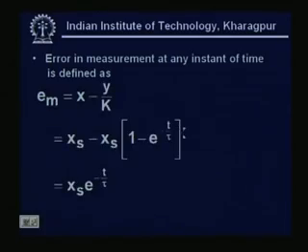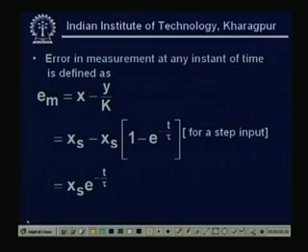Error in measurement at any instant of time is defined as EM. We have used the subscript m to tell that it is the error in the measurement, x minus y by k. So, it will ultimately be xs minus xs multiplied by 1 minus e to the power minus t by tau, and for a step input it is equal to xs into e to the power minus t by tau. As time grows, this error will be smaller and smaller, because it is an exponential term with a negative sign.